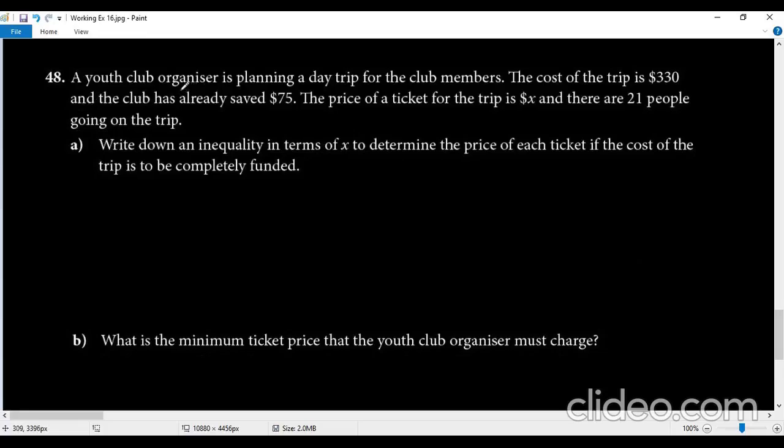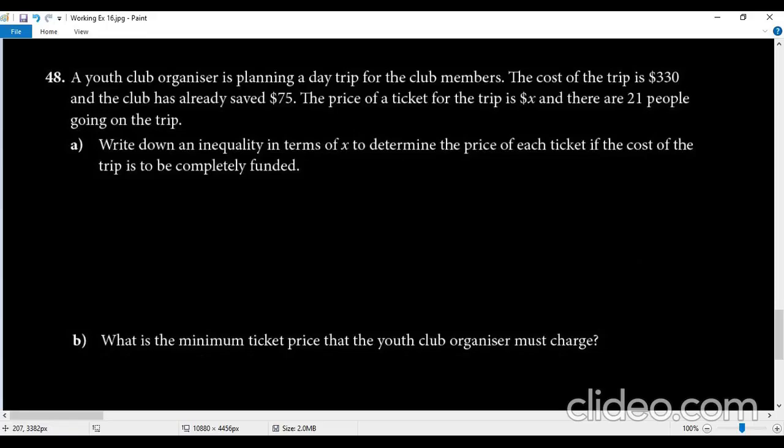This is a word problem in which you need to solve an inequality. For the first part, it says that a youth club is planning a day trip for the club members. The cost of the trip is 330, so 330 is to be paid at any cost. And the club has already saved $75.